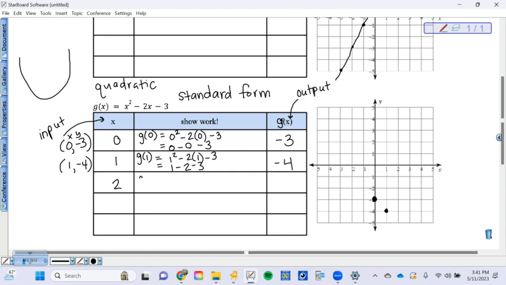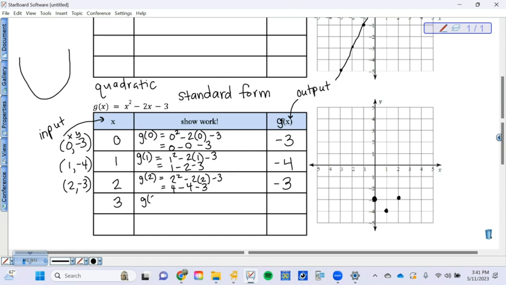Let's do 2. G of 2 would be 2 squared minus 2 times 2 minus 3. What's 2 squared? 4 minus, what's 2 times 2? Yeah, minus 3. So 4 minus 4 gives me 0, and 0 minus 3 is -3. So again, another point on my graph, 2, -3. Let's plug in 3.